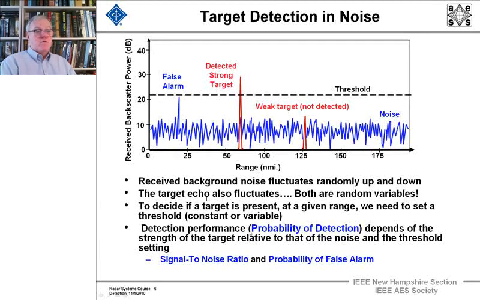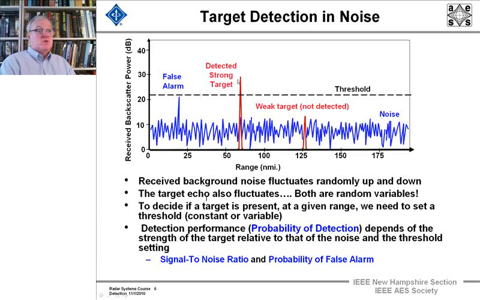And the detection performance, the probability of detecting the target when the target is present, depends on the strength of the target relative to the strength of the noise and the threshold. That's the signal-to-noise ratio and the probability of false alarm. So the probability of detection is related to the signal-to-noise ratio and the probability of false alarm. What's the probability that the noise will be above a certain level?